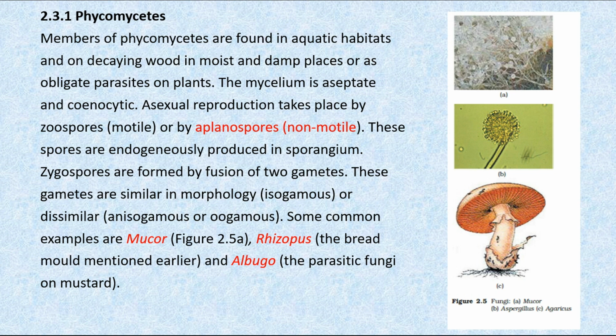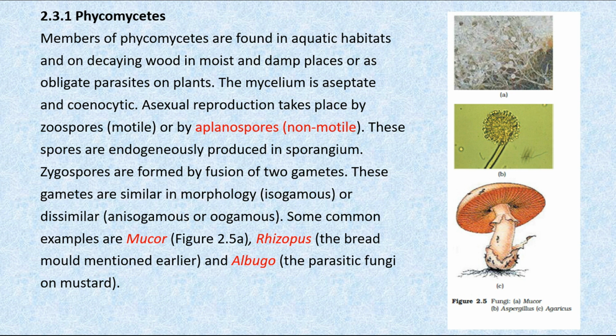Zygospores are formed by fusion of two gametes. These gametes are similar in morphology (isogamous) or dissimilar (anisogamous or oogamous). Some common examples are Mucor, Rhizopus (the bread mold mentioned earlier), and Albugo (the parasitic fungus on mustard).